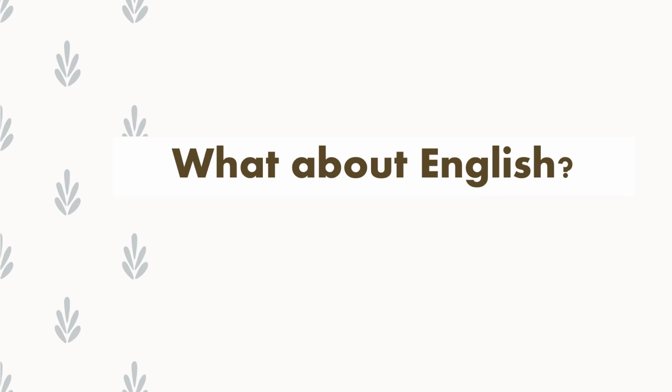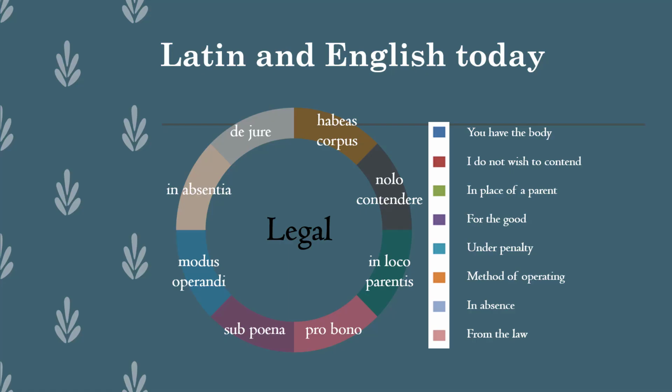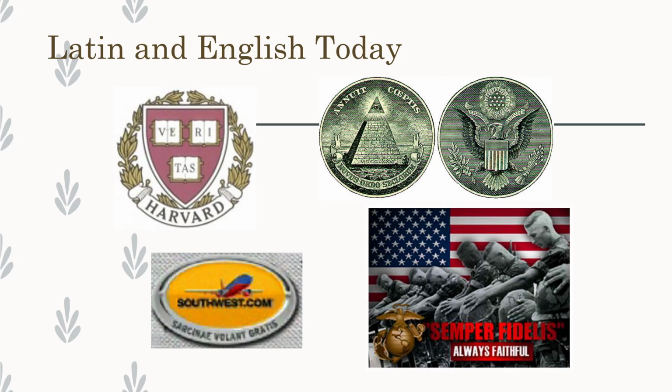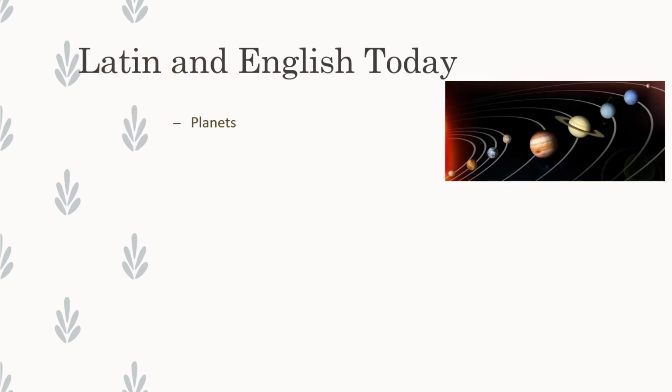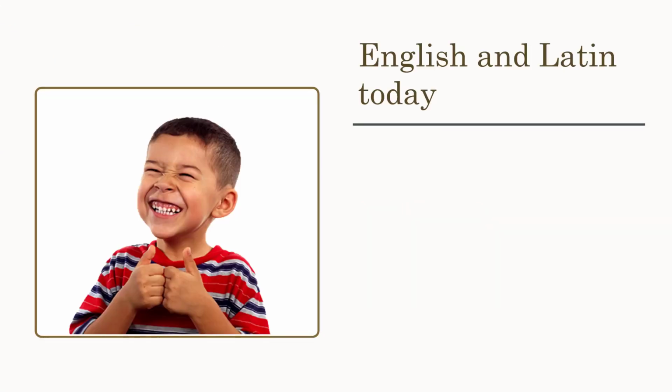Now, what about English? English is not a Romance language. It's not a language that evolved from Latin, but we see many Latin words used in English today. Some of those are legal terminology. And also we see it in planets, in the name of some constellations, also in astrology, and we see it in words that are body parts or words related to body parts.